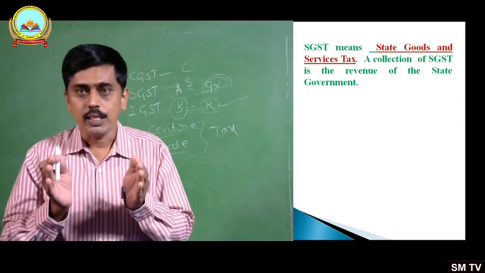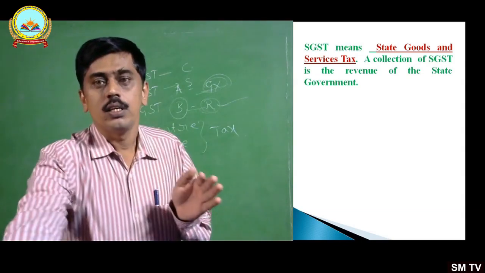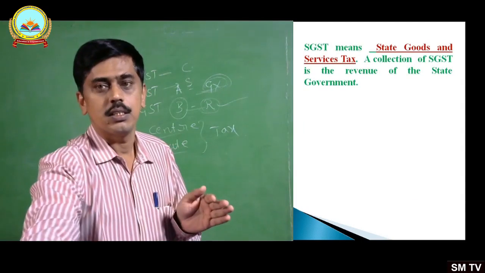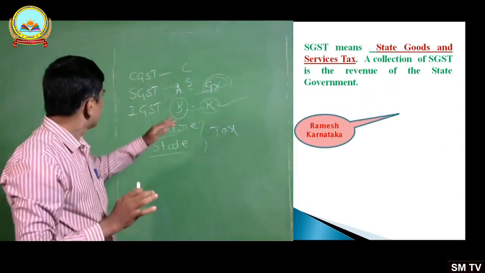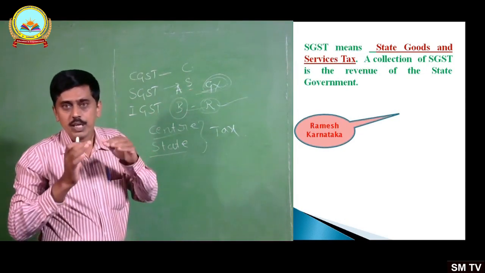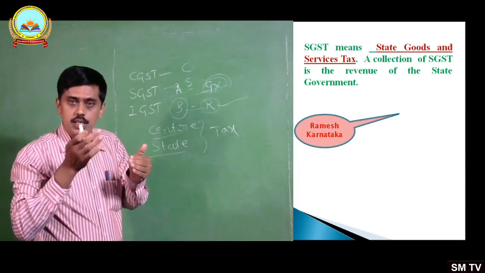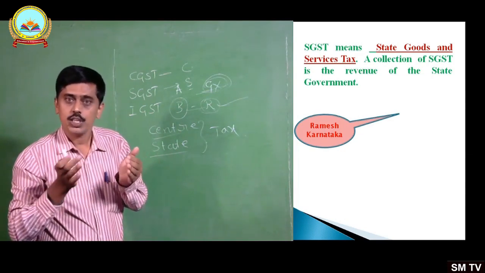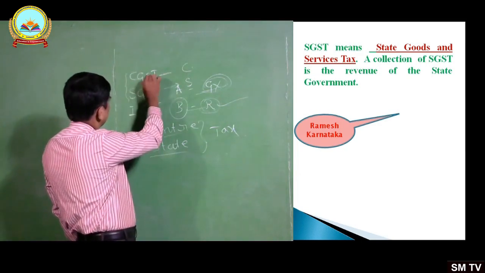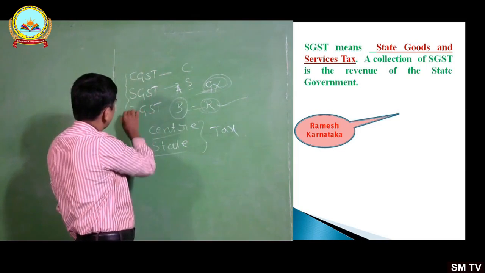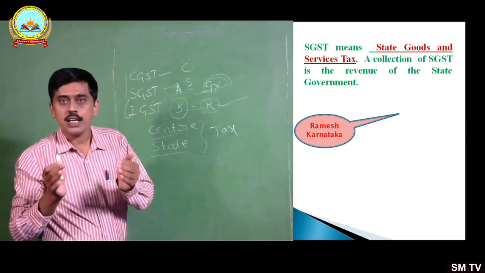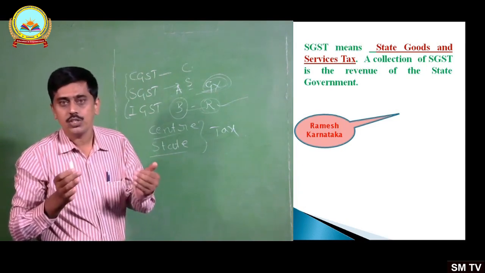How actually CGST and SGST are collected, and they will become revenue for the center as well as the state. GST includes basically three components: CGST, SGST and IGST. And tax collected as SGST will become revenue to the state government.